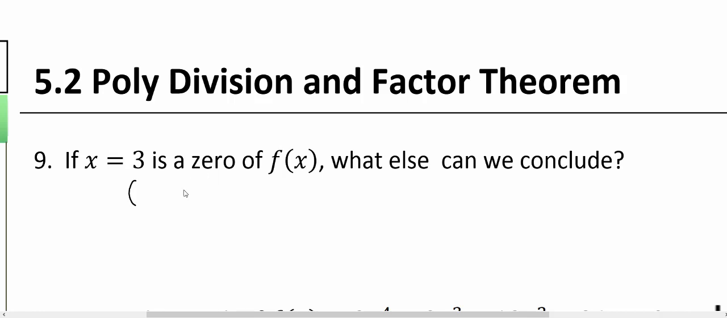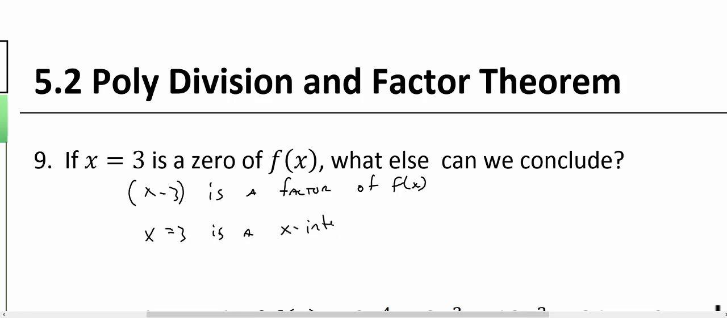Okay, let's get back here. If x equals 3 is a 0 of f of x, what else can we conclude? That means that x minus 3 is a factor of f of x. Whatever f of x is, because it's a 0, that means it's a factor. What else do we know? We know that if x equals 3 is a 0, that means x equals 3 is an x-intercept. Okay? What else do we know? That could be it. I think that's okay for right now. x equals 3 is an x-intercept. All right?